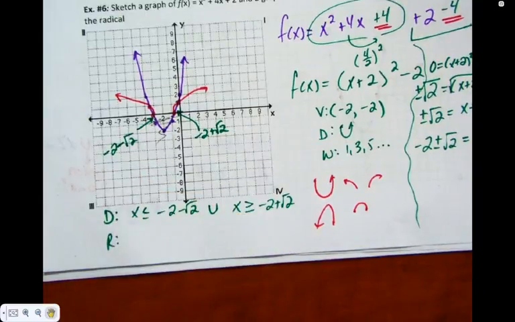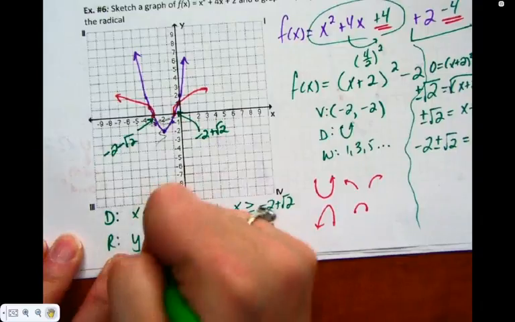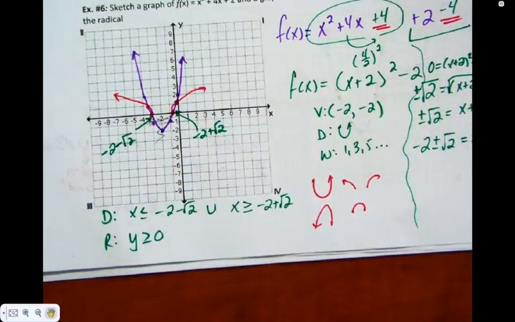And then range, we're always like, yeah, let's work for the range. What's always the lowest value for the range? 0, so it has to be y is greater than or equal to 0. It's always that domain that's so much work.